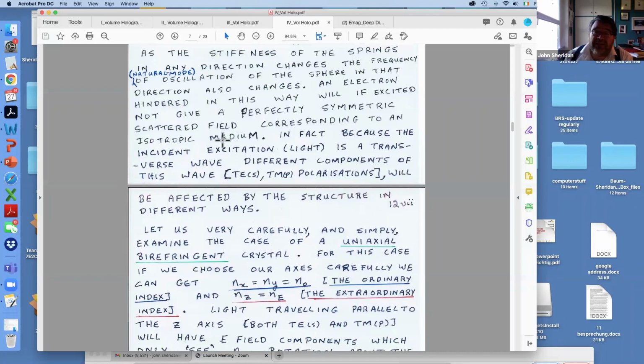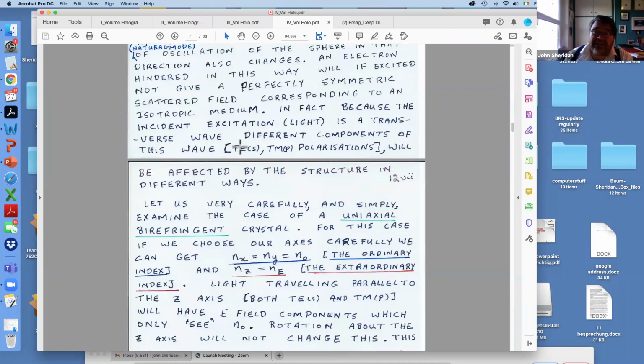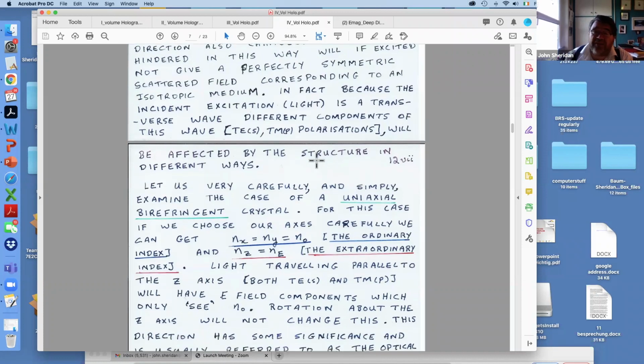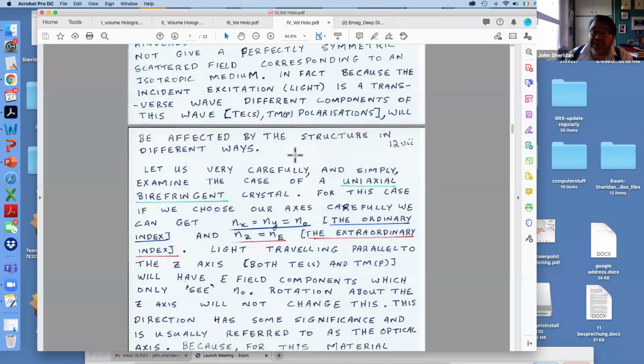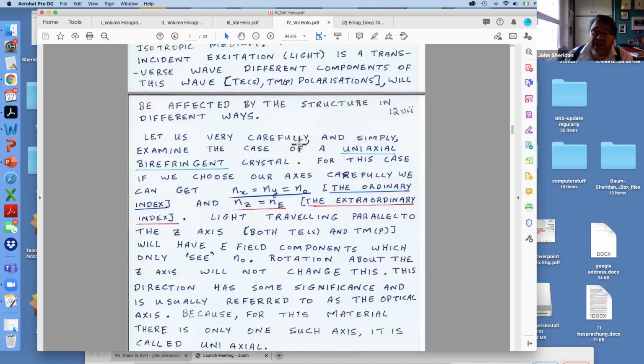In fact, because the incident or excitation light is a transverse wave, the different components of this wave, TE and TM polarizations, will be affected by the structure in different ways. So you have a field propagating with a K vector, you've got an orientation of the E field with respect to that K vector, and depending on the direction of the K vector and the orientation of the E field with respect to a particular material, you'll get different effects.